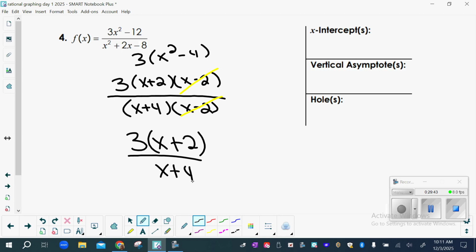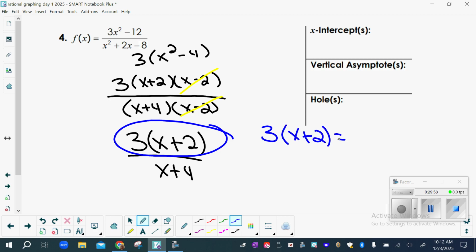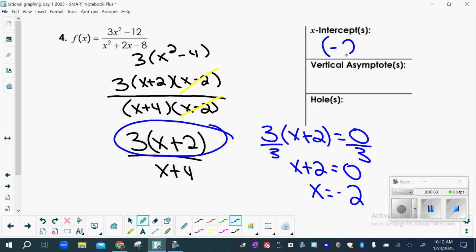We are finding our x-intercept. That is on the numerator. So I'm going to take this guy, set him equal to 0. 3 times X plus 2 equals 0. Divide by 3, nice and easy. X plus 2 equals 0. X equals -2. So easy. Boom, he's done.